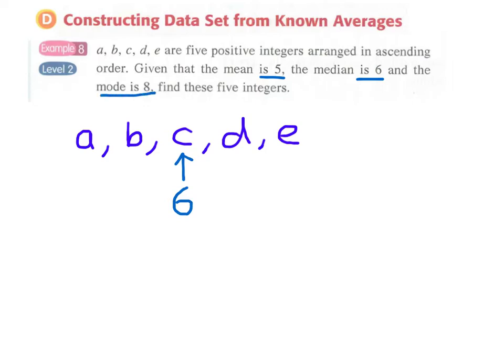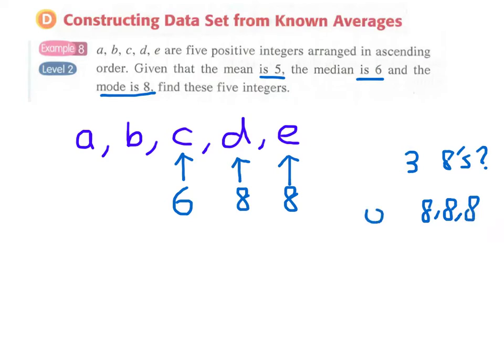And the mode is 8, so we should have at least 2 number 8s. Since these numbers are in ascending order, D and E will most probably be 8. But you may ask, why don't we have 3 eights? You can just imagine, if we have 3 eights, then the median will never become 6, because we only have 5 numbers. So we have only 2.